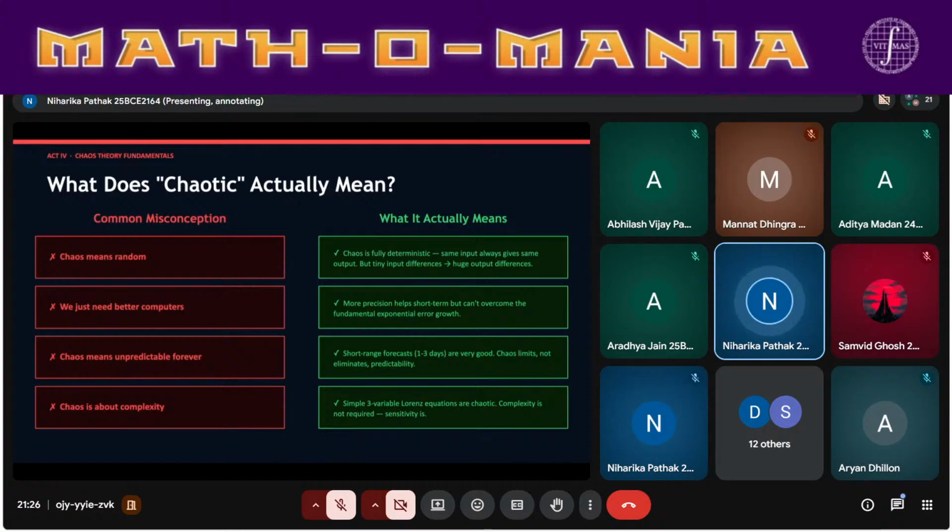And this means that better computers don't solve it. More precision helps in the short run, sure, but the exponential error growth eventually overwhelms any improvement in precision. It's not a computing problem, it's a mathematical structure. And chaos doesn't mean unpredictable forever. 1 to 3 day forecasts are incredibly accurate. Even 7 day forecasts carry real information. The system becomes unpredictable, but gradually, which is actually useful to know.